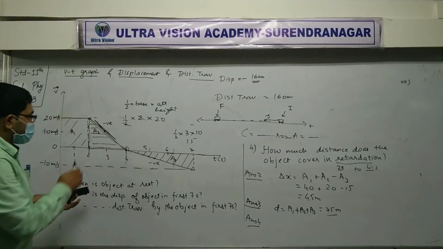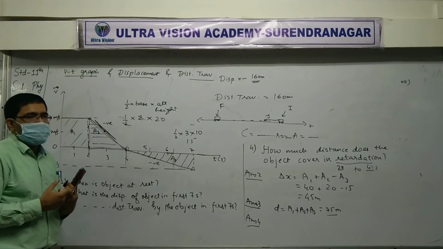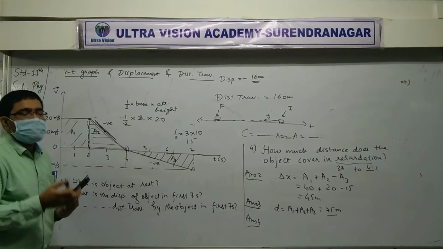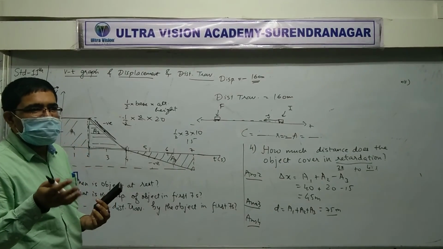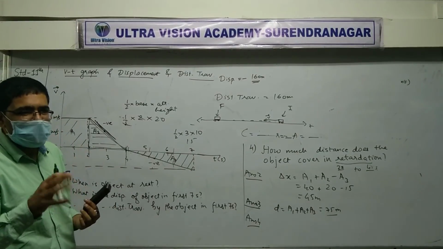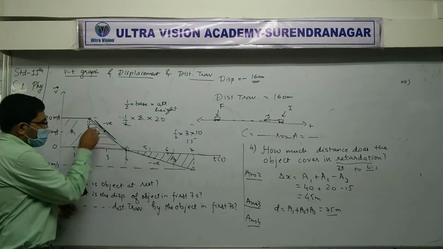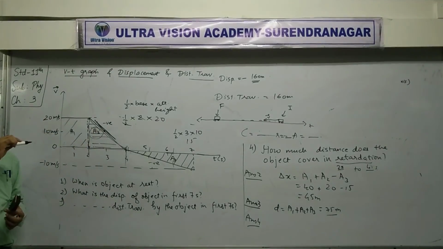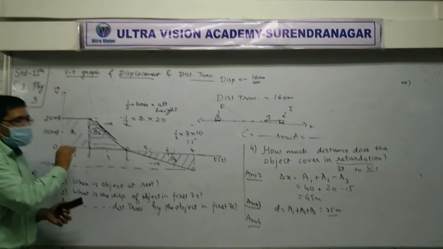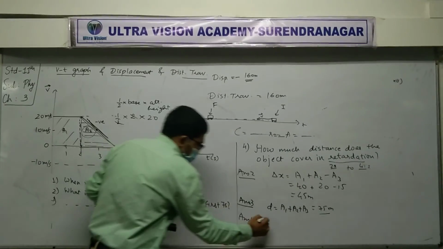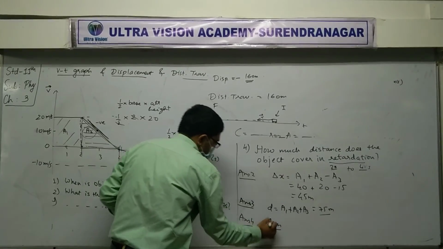Out of A1, A2, A3, which area are we finding? A2 and A3 both. A2, sure. We are only finding A2, yes or no? Yes. Clear, because A2 is between 2 and 4. So A2 we have already found, right? There's nothing new to find. Answer is 20 meters. Clear or not?